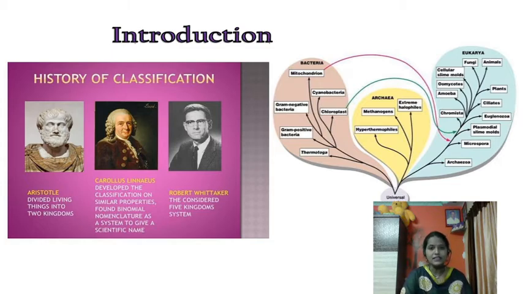In the 17th century, Carl Linnaeus developed classification based on similar properties. He was the founder of the universally accepted binomial nomenclature system. Later on, in 1960, Whittaker proposed the five kingdom classification system. And now, at present, we are using the three domain classification system.